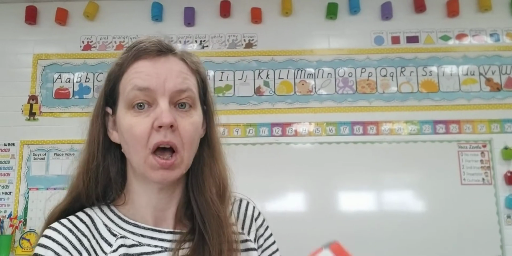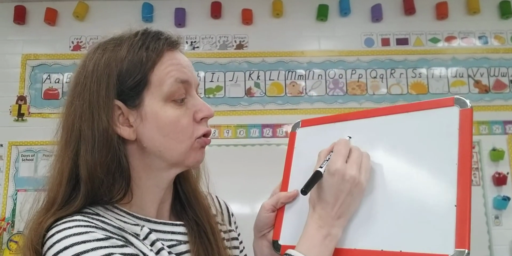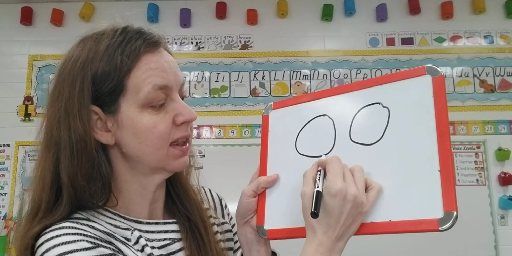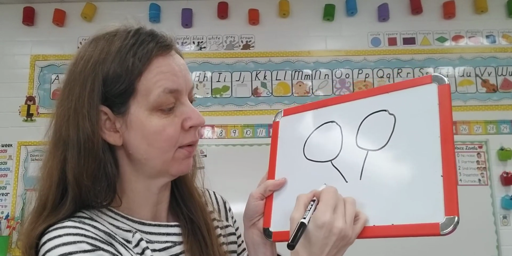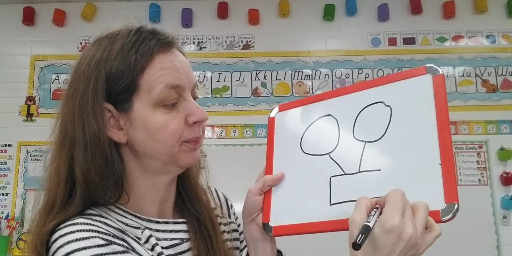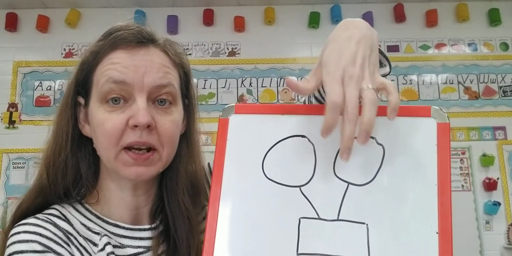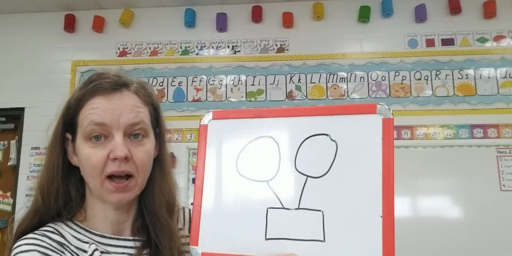All right, friends, today we're going to work on our number bonds again with some word problems. So on your whiteboard, you're going to draw 1 circle and then another circle, 2 like this, and then draw 2 lines coming down and make a box at the bottom. So the 2 numbers that we say first are going to go up here, and then the number all together is going to go down there at the bottom.